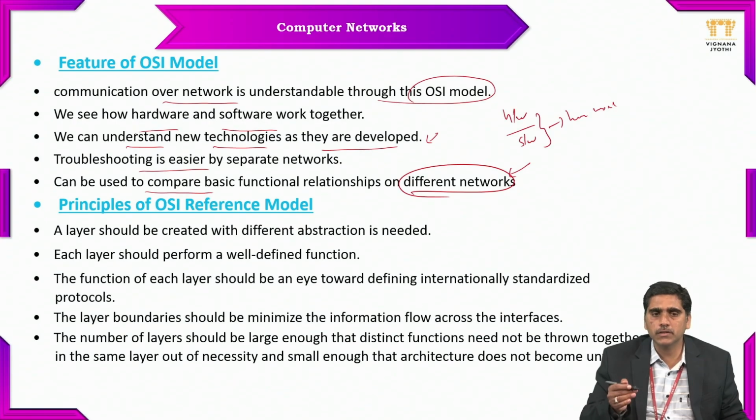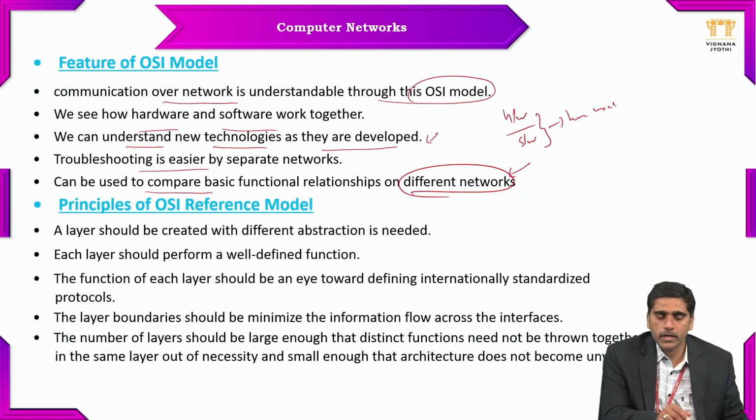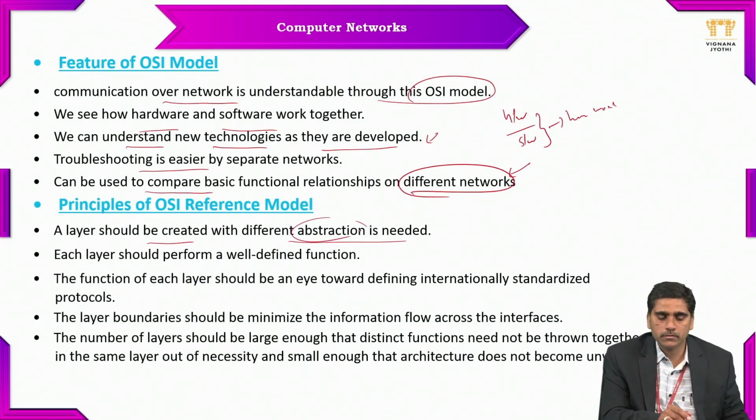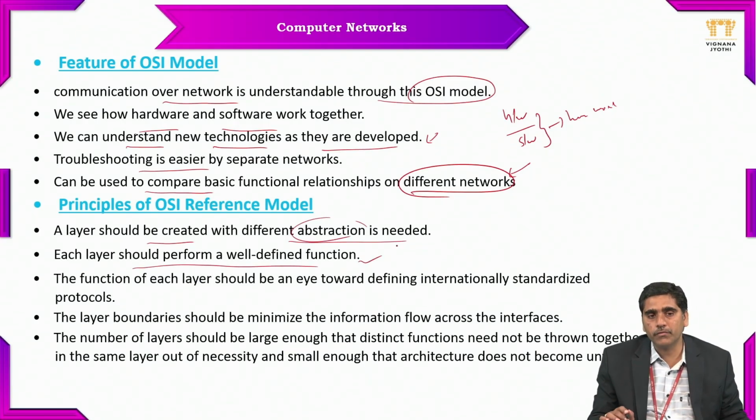What are the principles of the OSI reference model? A layer should be created where a different abstraction is needed. A separate hidden layer is needed, and each layer should perform a well-defined function. Suppose one layer creates packets, one layer creates frames, and one layer creates bits. Like that, each layer should perform a well-defined function.